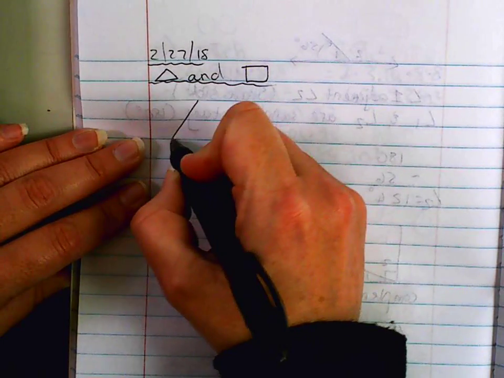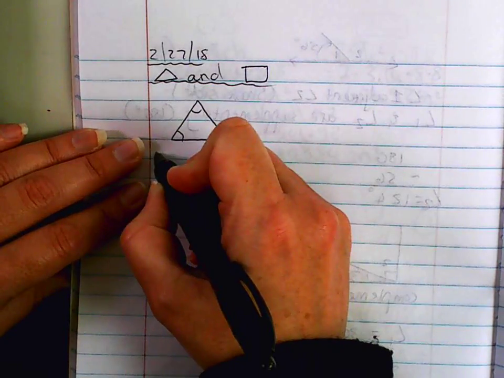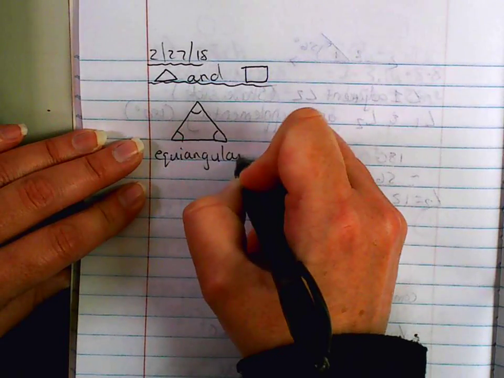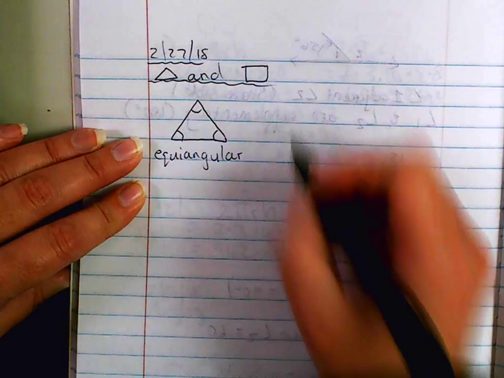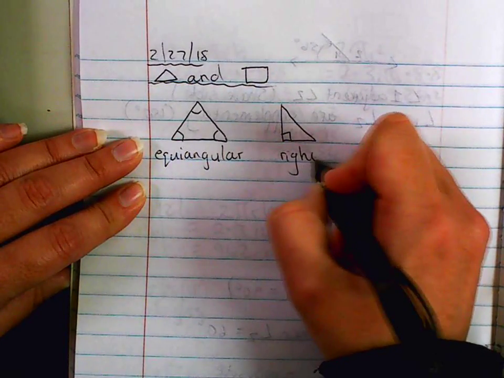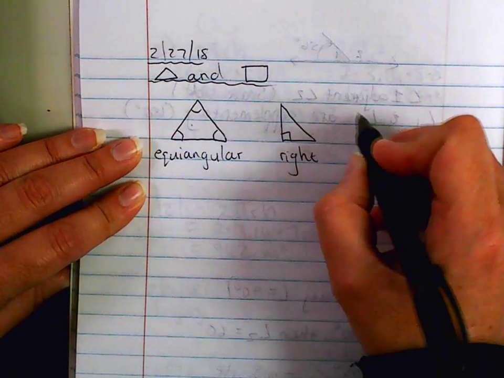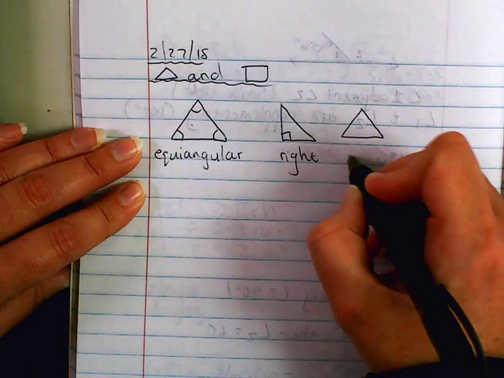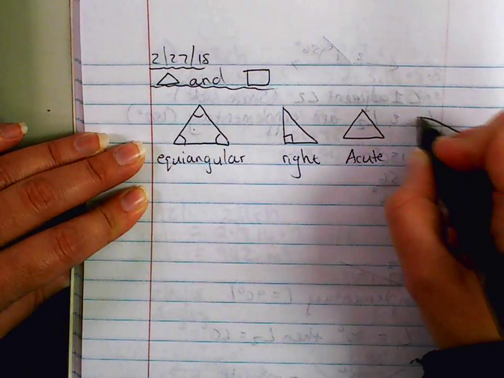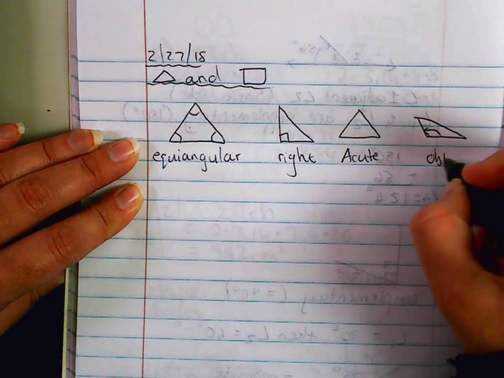If the triangle has all three corners even, we say it's equiangular. If there's one right angle, we say it's a right triangle. If all of them are acute, like this one, then it is an acute triangle. If there's one that's obtuse, like right over there, we say it's an obtuse triangle.